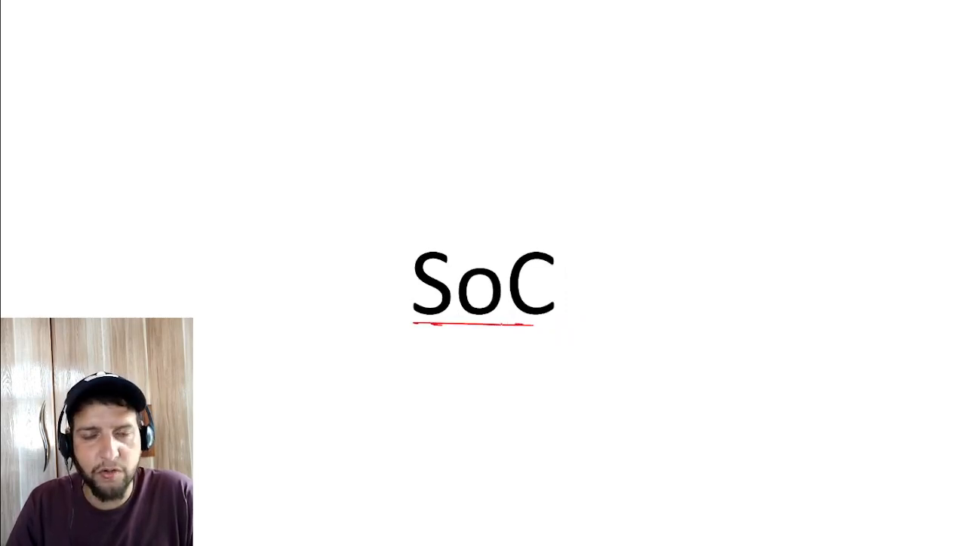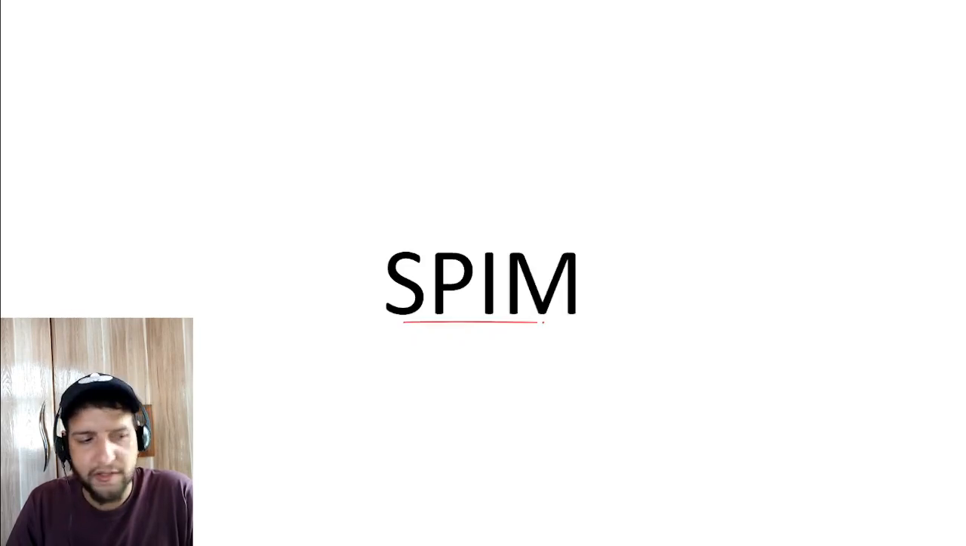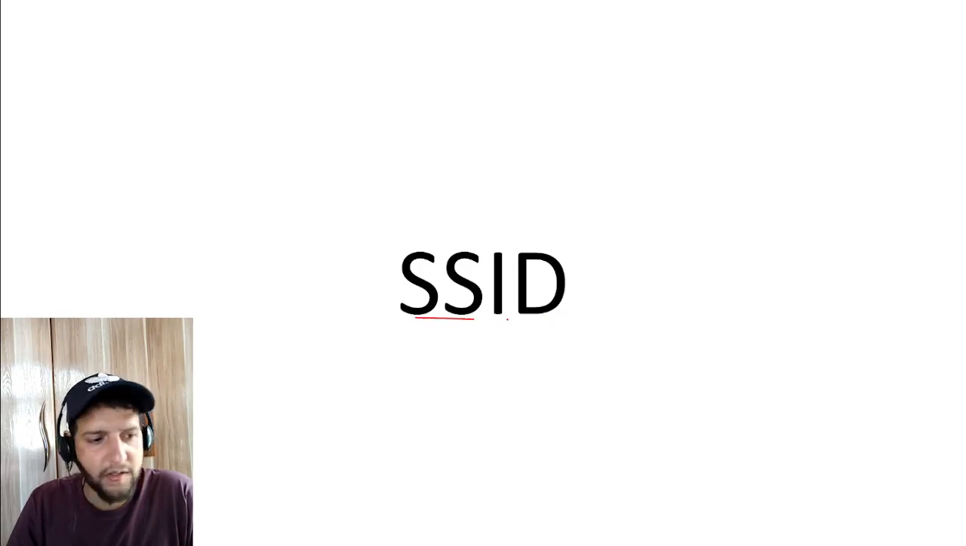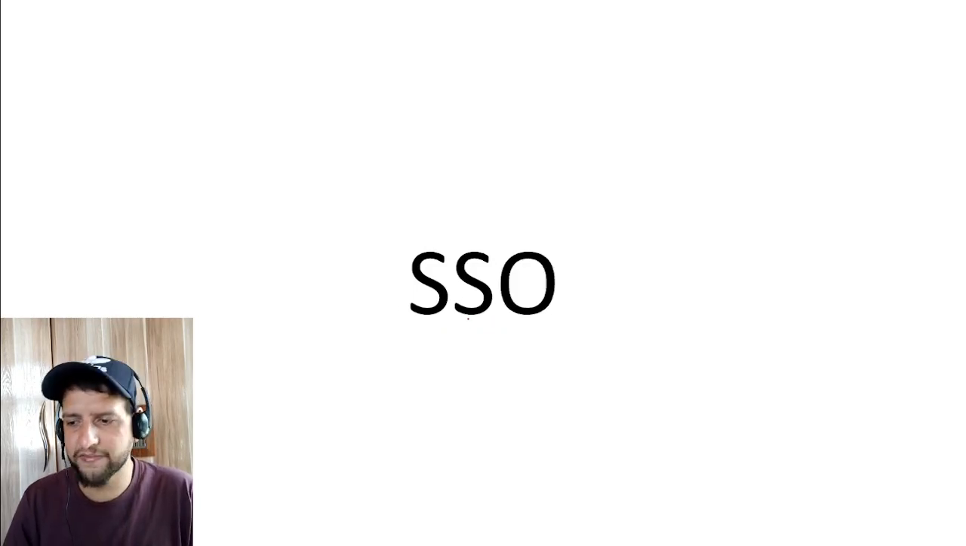System on chip. There's also SOC, which is your security operation center, but this is your system on chip. SPIM is spam over internet messaging. Single point of failure, SPOF is single point of failure. Then you have SSID, the service set identifier.